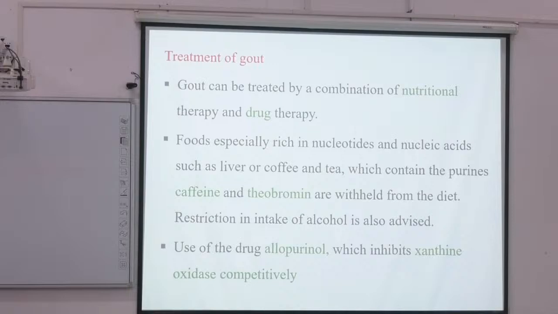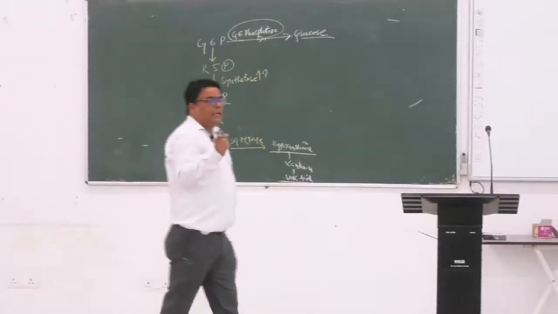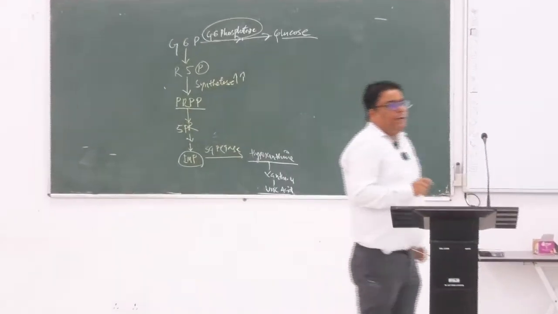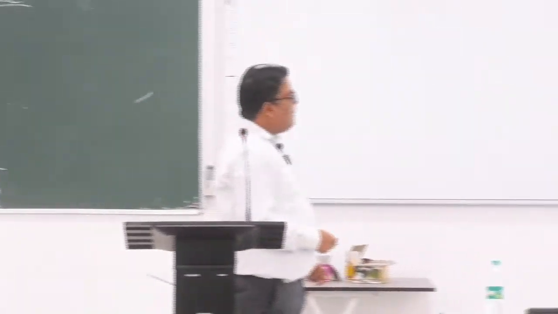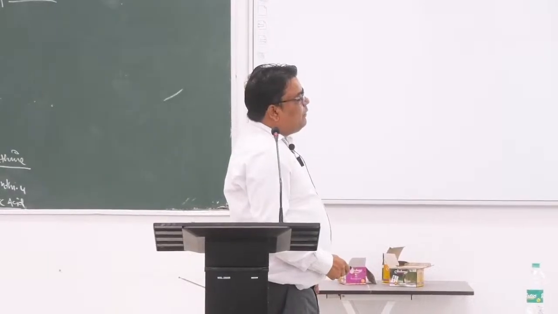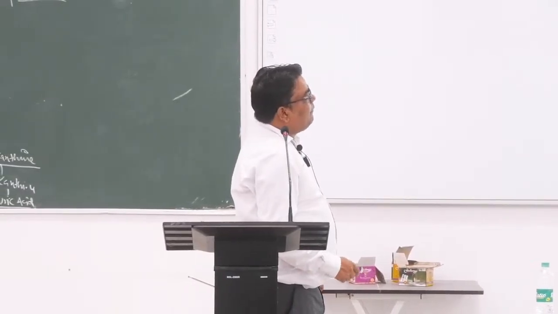Which drug do you use? I already told you in the previous class, that is allopurinol. Allopurinol can inhibit xanthine oxidase enzyme, competitively inhibit xanthine oxidase, and through this we can reduce the level of uric acid. The drug allopurinol can inhibit xanthine oxidase competitively.